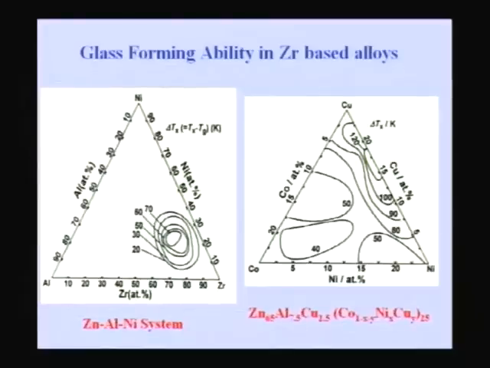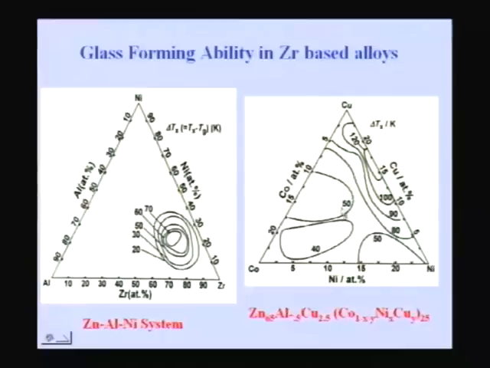That's what is shown by these two plots. One is a simple ternary system, zirconium, aluminum, nickel, and another is a 6 component system, zirconium, aluminum, copper, cobalt, nickel, copper kind of system, and you can see the maximum delta Tx here is only 70, whereas the maximum delta Tx here is 120.